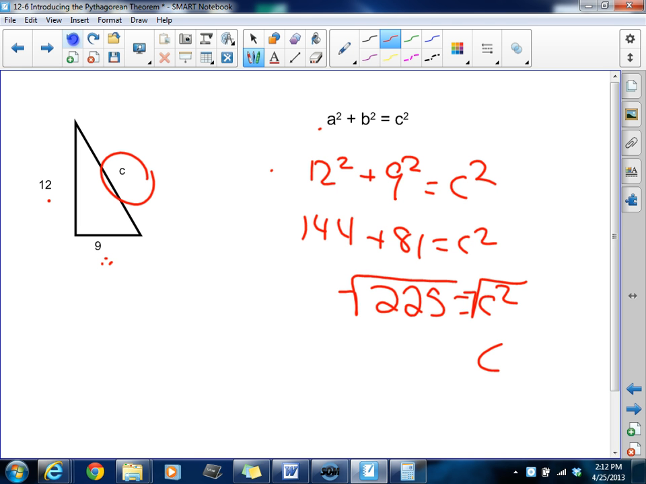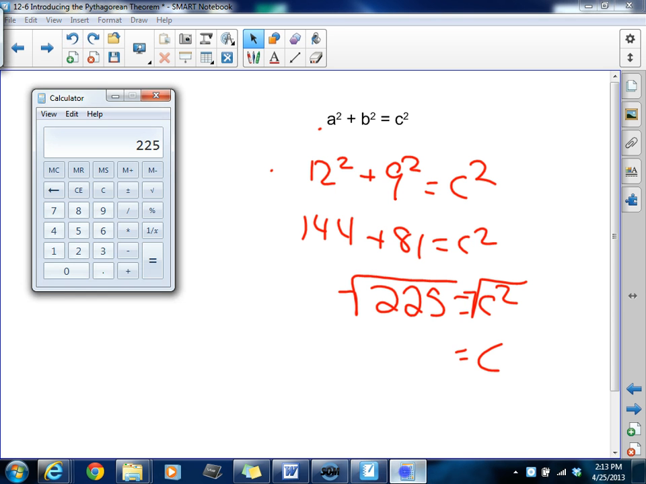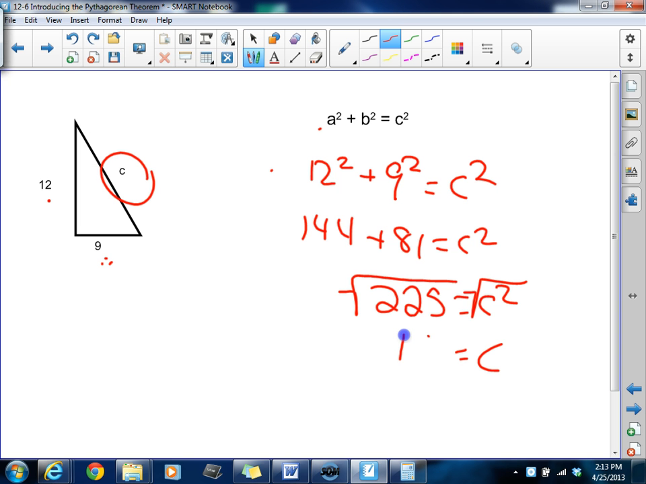Remember that, because they're opposites, they cancel each other out. So now I'm looking for the square root of 225. Here's once again where I pull up my calculator, and I will be expecting you to do this because it is very difficult by hand. The square root of 225 is going to be 15. So in this case, c equals 15.